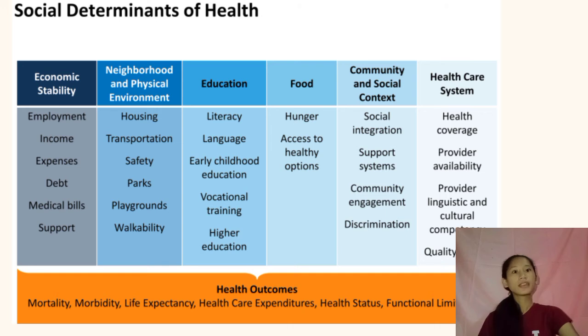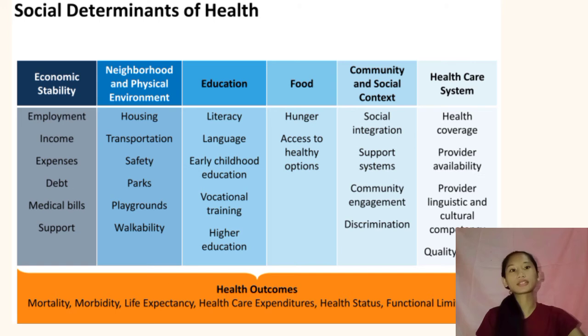For food, hunger, access to healthy options. In community and social contexts, these include social integration, support systems, community engagement, and discrimination. In healthcare system, includes health coverage, provider availability, provider linguistic and cultural competency, and quality of care.